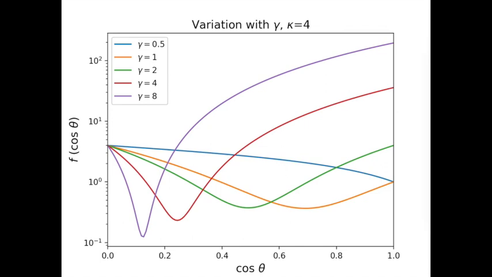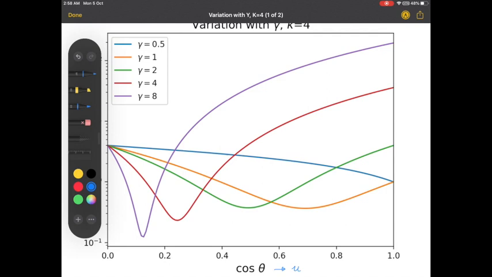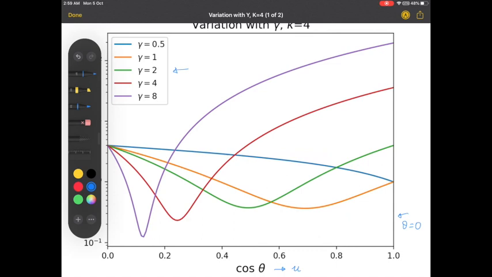What I have plotted here is cos theta along x, so this is essentially u. Theta equals 0 is here, so that place corresponds to theta equals 0, because cos theta is 1. And for different curves, I have different values of gamma. In y, I have plotted f of u, which is the f of cos theta. What happens? If my gamma is 0.5, then I get this curve.